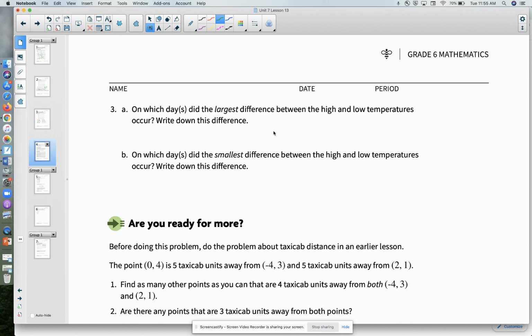All right, so on 3A, there's actually 3 days. Okay, day 3, day 6, and day 7. And do you know what the difference is? The difference between the degrees is 10 degrees. Okay, what day did the smallest difference occur? I think day 1, huh? Day 1. And what was the difference? 28 minus 26, I think. 2 degrees. Okay.